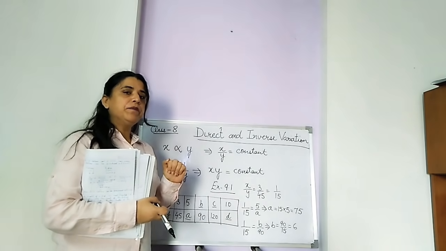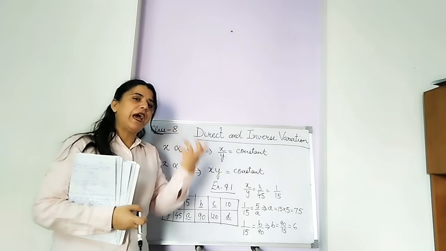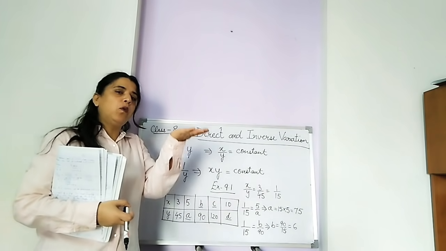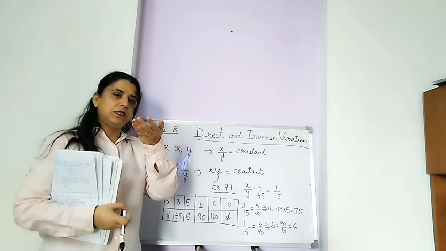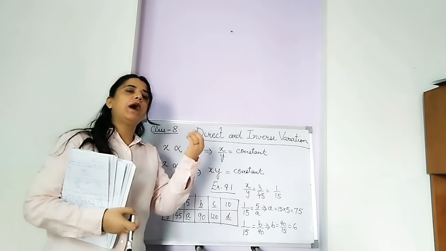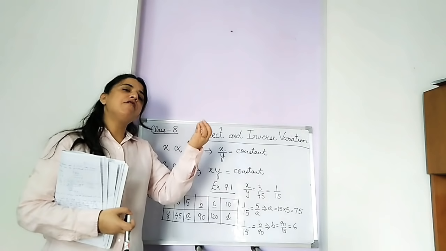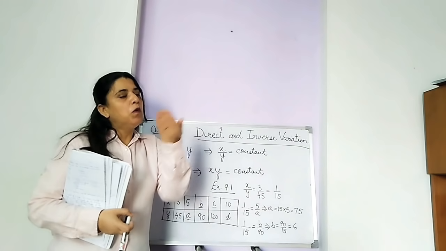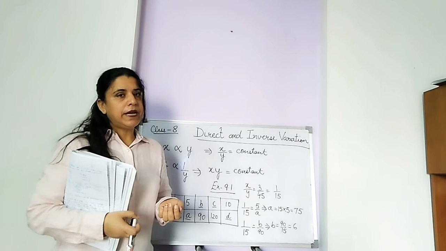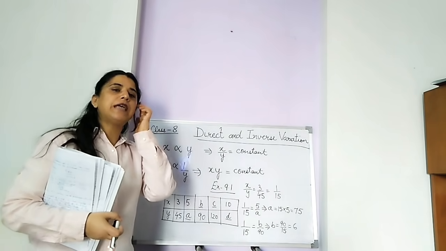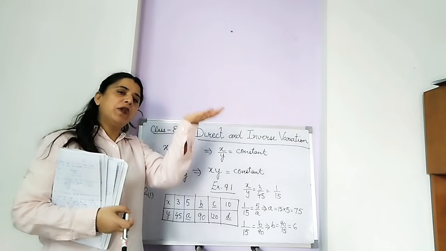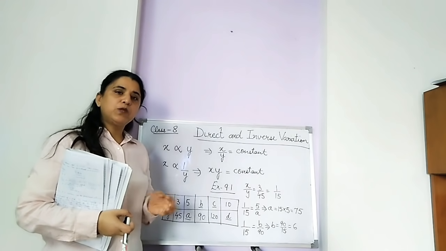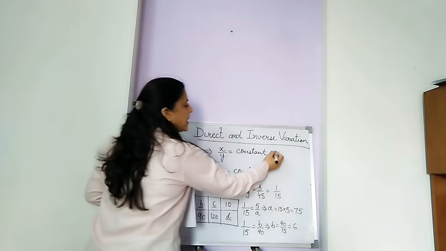Can you give me some example of direct variation, something which varies directly, meaning when one quantity increases, the other also increases? Like if you go to buy eggs, if one egg costs ₹5, then the more the number of eggs, the more will be its cost. This type of variation is known as direct variation. More eggs, more cost; fewer eggs, less cost. Both the arrows go in the same direction.